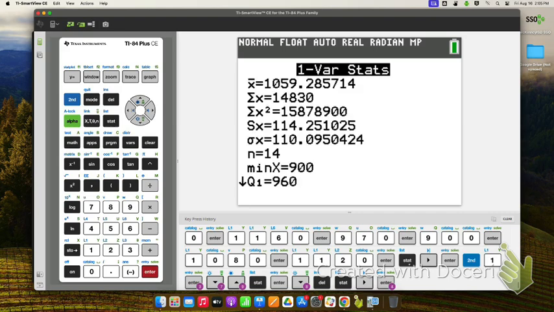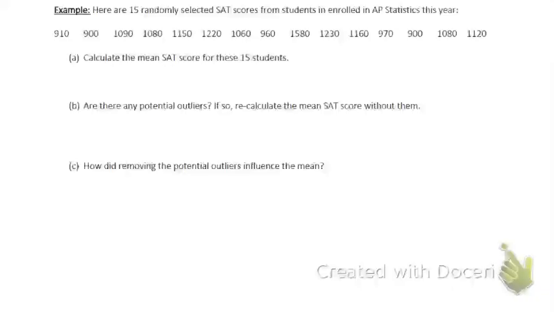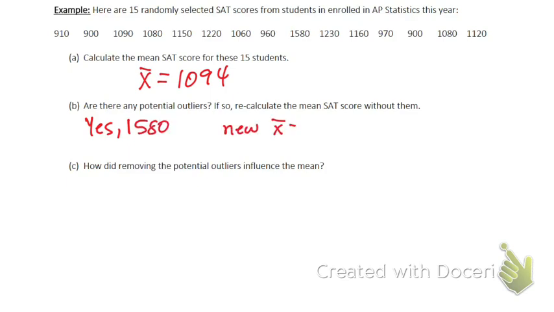Boom. Here's our new mean, 1059. All right. So, X bar was 1094. Yes, we thought that 1580 was an outlier, so our new X bar is 1059. Okay. All right. How did removing that potential high outlier influence the mean?